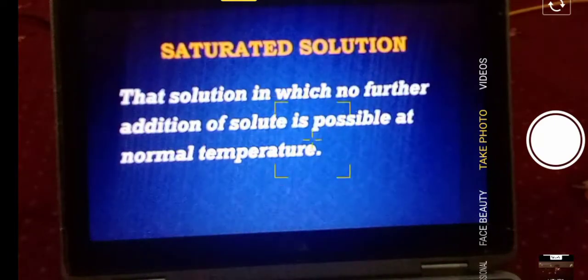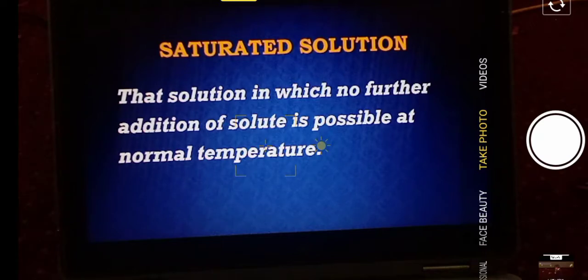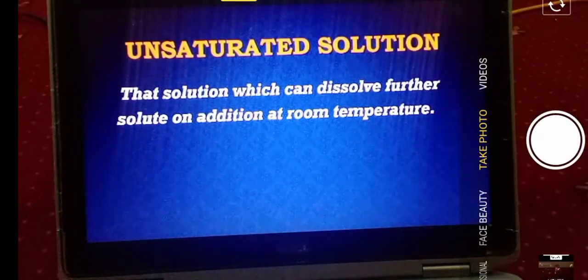So come ahead: a saturated solution is a solution in which no further addition of solute is possible at normal temperature. If we put solute in a solution at normal temperature, at room temperature, and there is no capacity to dissolve further solute, it means that solution is saturated and full of solute, and it does not dissolve further solute. And unsaturated solutions are those solutions which can take further solute at room temperature. They are called unsaturated because they have the capacity to dissolve more solute in them.